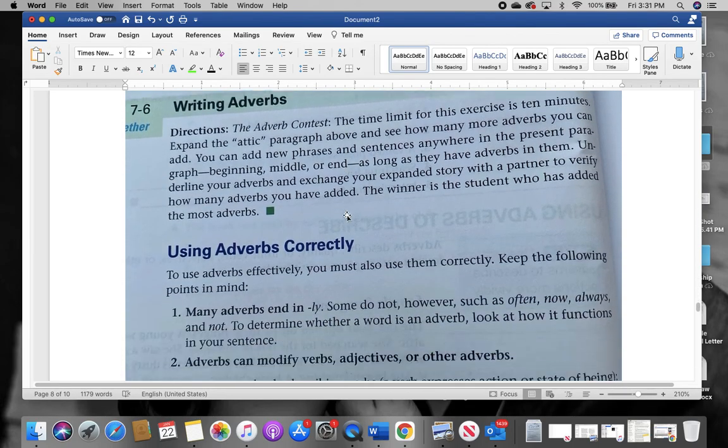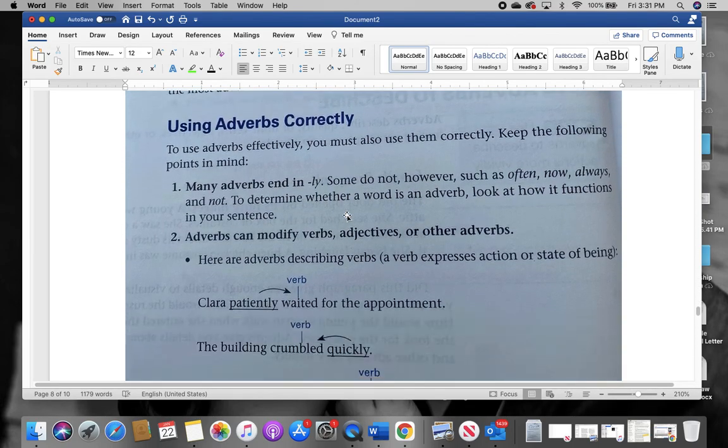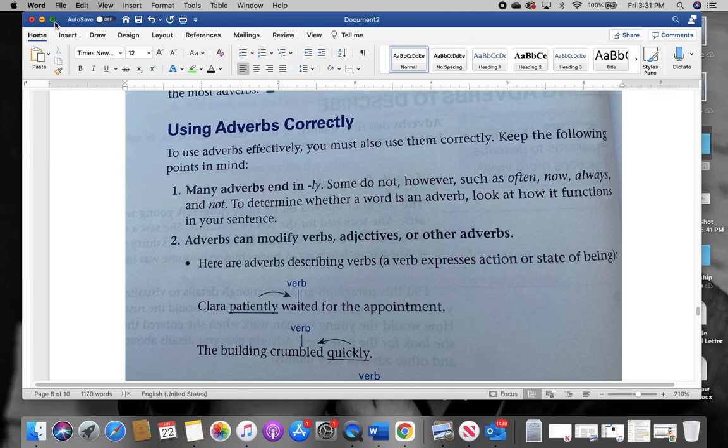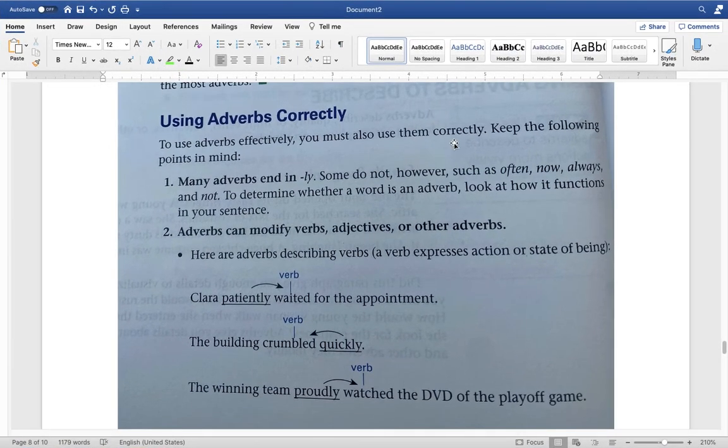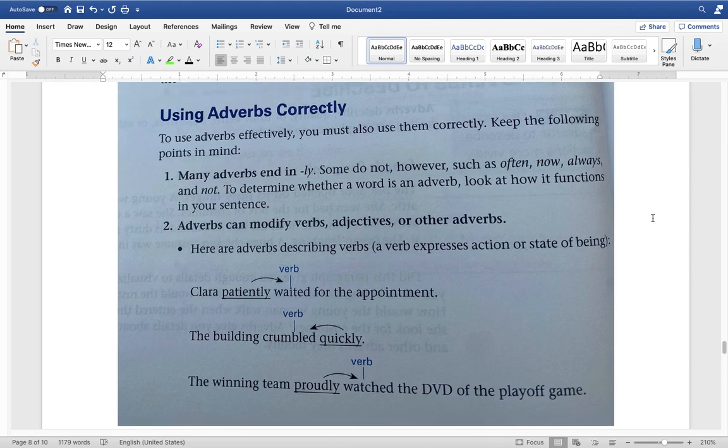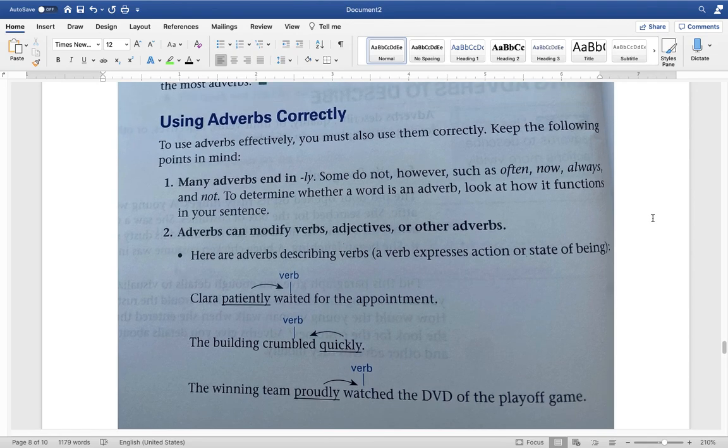Sorry for the bad picture, but this is the part I wanted to show. Let me make this larger. This is the using adverbs correctly page from the textbook. And again, like I just said earlier, many adverbs end in ly. Unfortunately, as I said in my last video, there's always a but, however, except for this.